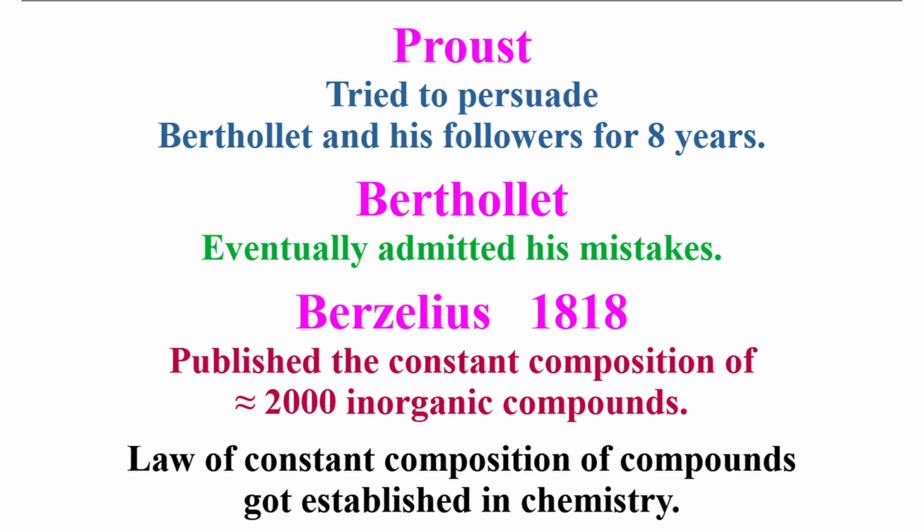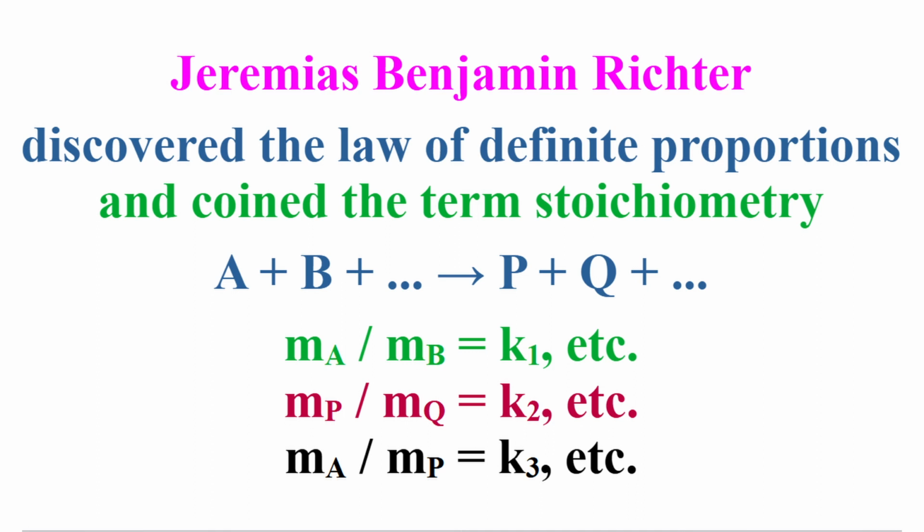When one learns the history of chemistry, one would find several instances of how the scientific process develops in reality. Incidentally, the law of constant composition is just a special case of a more generic law called the law of definite proportions, a fundamental law at the heart of chemistry. It was discovered by Jeremias Benjamin Richter, who coined the term stoichiometry, an important special term in chemistry that is widely used today. This law is applicable to any reaction, including reactions in which elements combine together to form compounds.